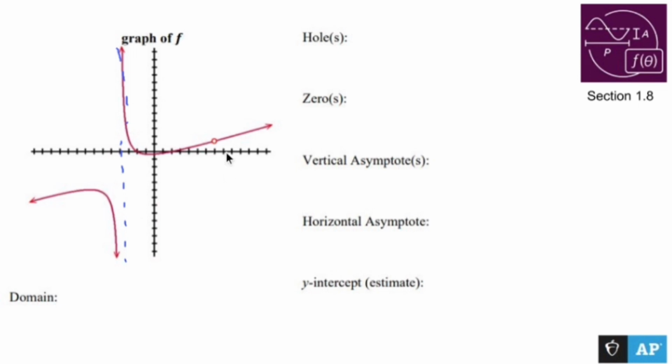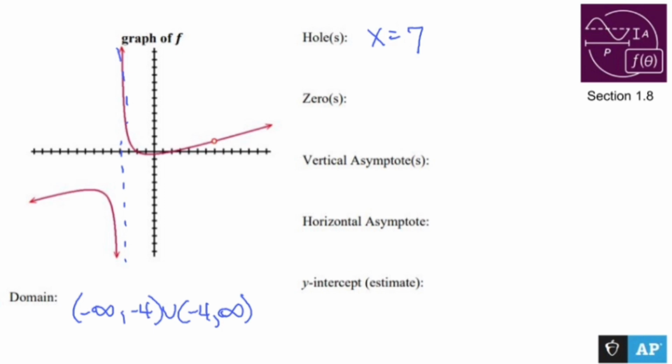We should be able to answer some questions here. We got a hole right there. First and foremost, domain. The only number that you're not allowed to plug in appears to be -4 because that's where a vertical asymptote exists. So -infinity to -4, union -4 to infinity appears to be my domain. My hole seems to live right there, and that's at 1, 2, 3, 4, 5, 6, 7. So my hole exists at x equals 7.